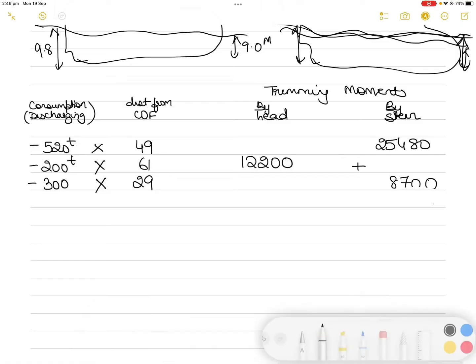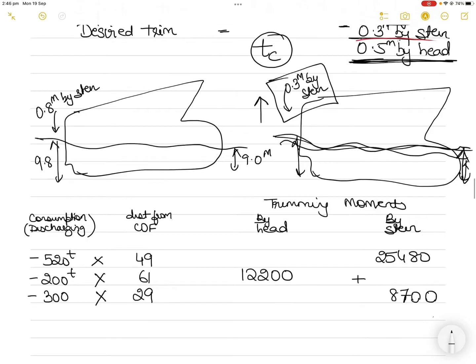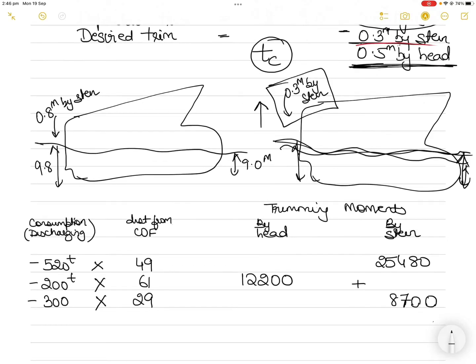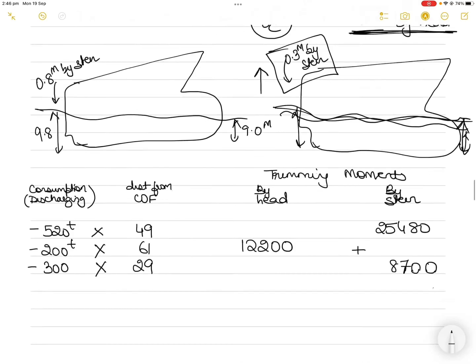Because I need the vessel to trim by head by 0.5 meters, because the vessel is currently trimmed 0.8 meters by stern. I need the stern to come out by 0.5 meters so that the vessel can go down by 0.5 meters, so the resultant or desired trim of 0.3 meters by stern can be achieved. So therefore for that I need a moment by head, right?